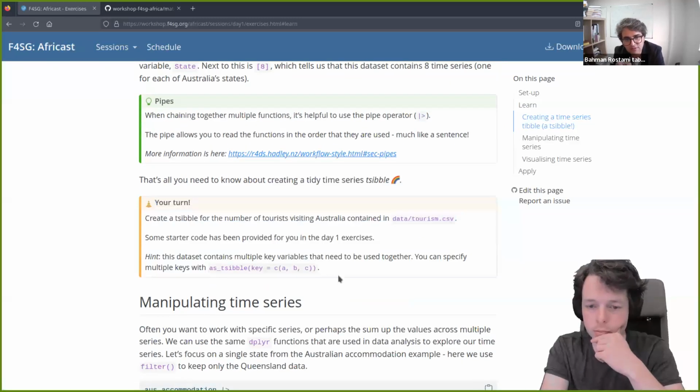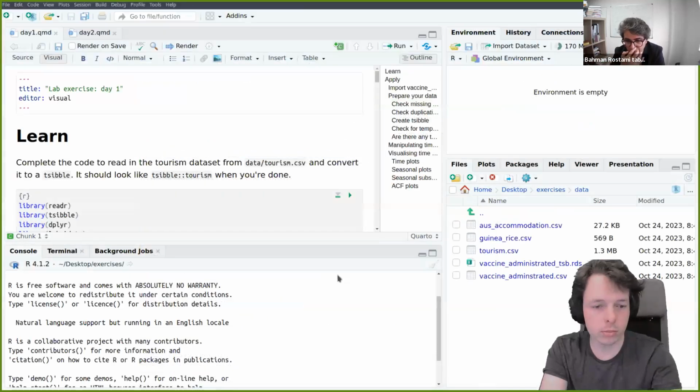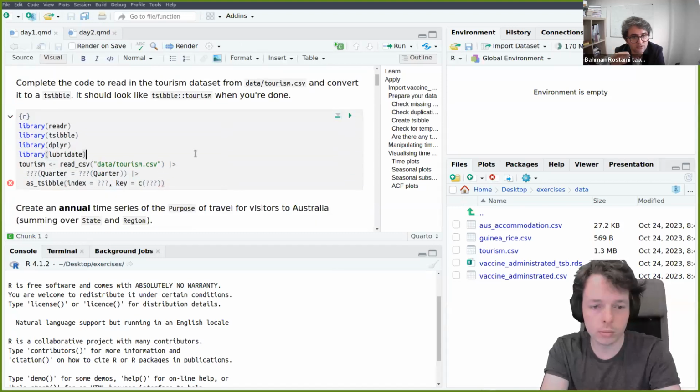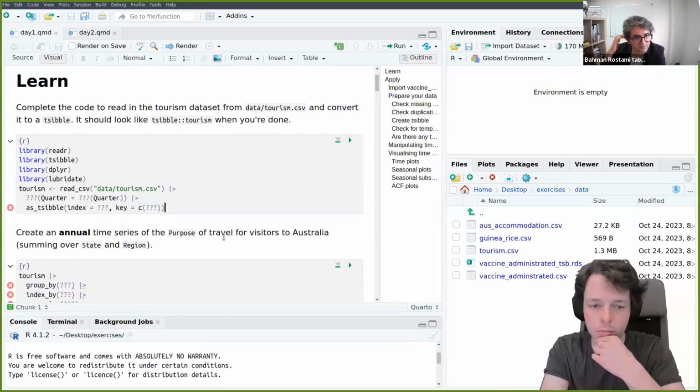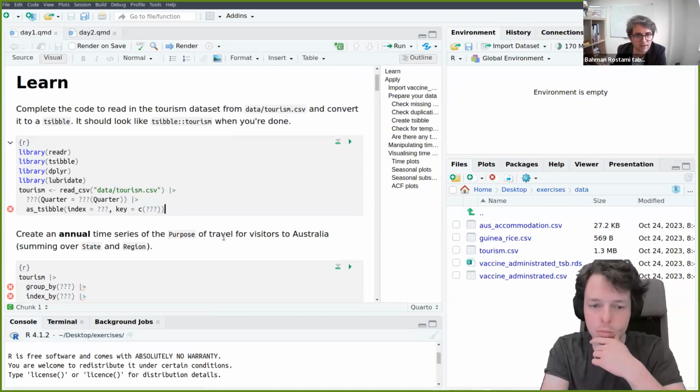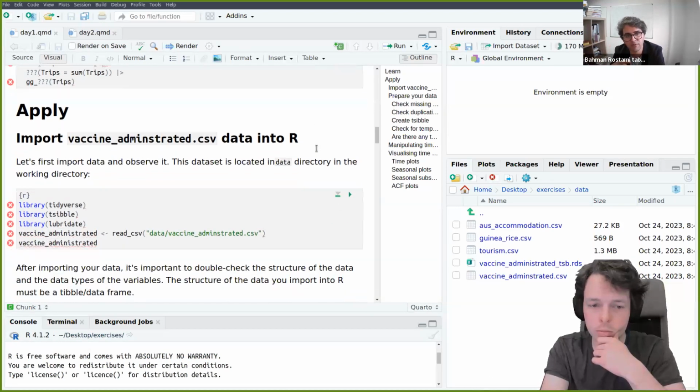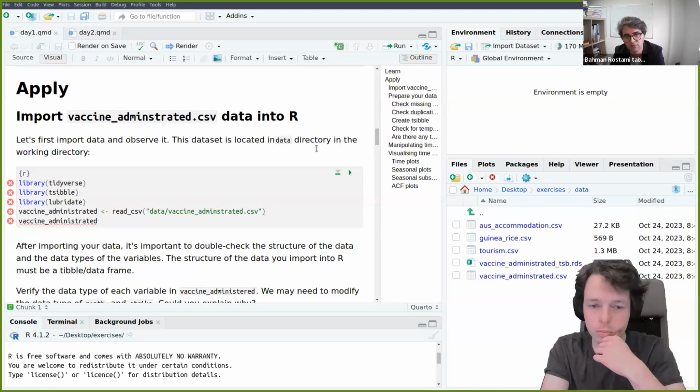So when you see this your turn, it means in the learn part of the exercise in RStudio, there is a chunk of code that you need to complete, right? And here we go, there is a chunk of code. So when you see your turn, it means there is a chunk of code in RStudio here in day 1, day 2, day 3, day 4, and day 5. And once you complete the learn part, you will see some questions in the apply part in the website as well.